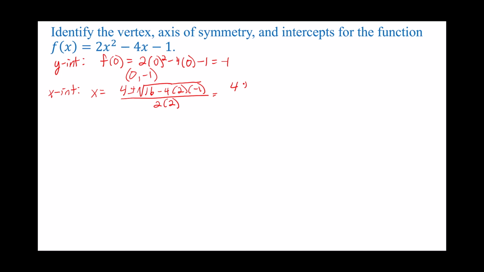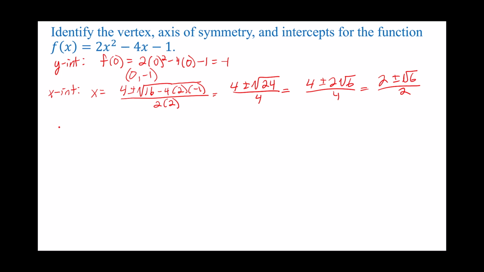We have 4 plus or minus the square root of 16 plus 8, which is 24, over 4. And if we simplify that square root, we have 4 plus or minus 2 square root of 6 over 4. Divide every term by 4, and we get 2 plus or minus square root of 6 over 2. So those are our two x-intercepts, 2 plus square root of 6 over 2 and 2 minus square root of 6 over 2. We also need to find the vertex and the axis of symmetry.